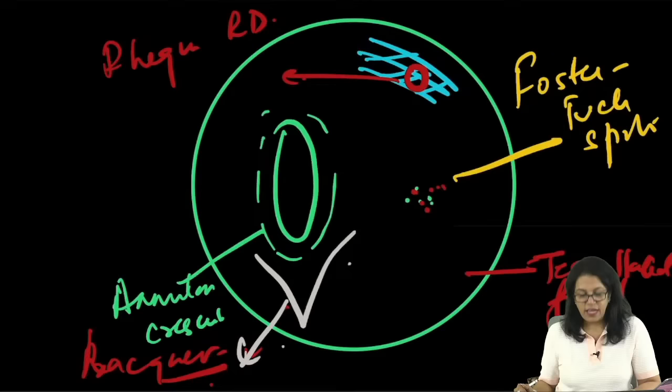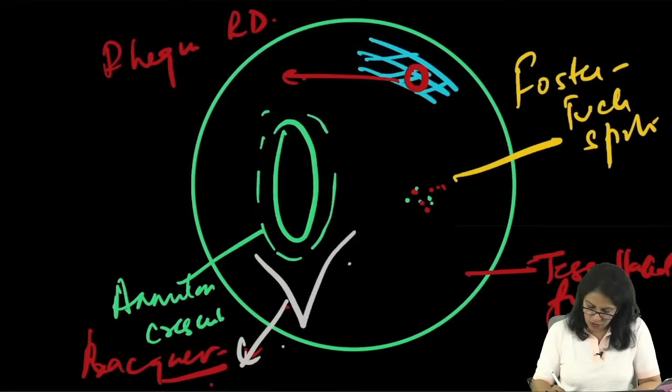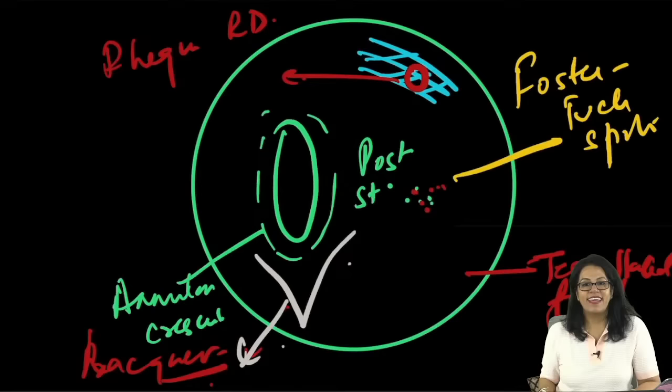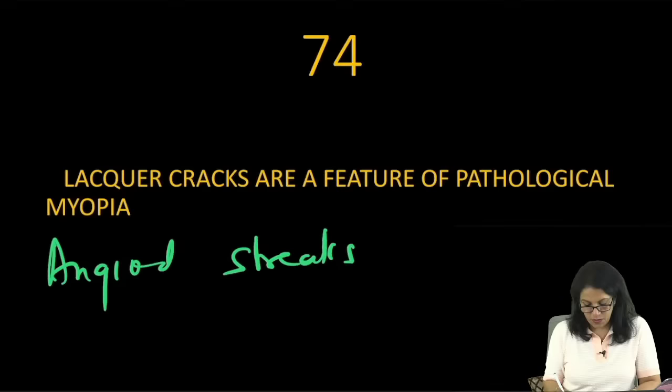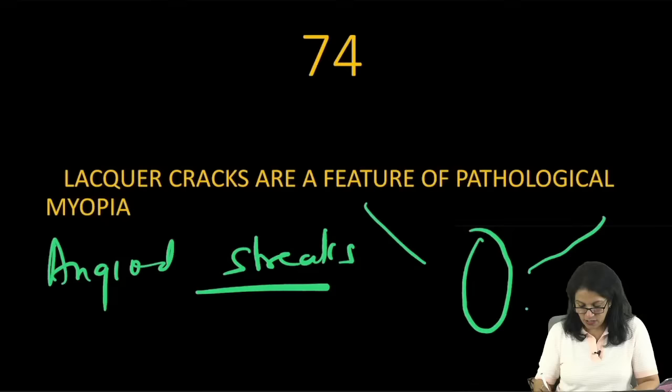Are we leaving some more point about pathological myopia? We just read it. Posterior staphyloma. Don't forget that. Okay. What is the break in the Bruch's membrane apart from lacquer cracks? Is there any condition? Angioid streaks. Angioid streaks are also break in the Bruch's membrane, which are seen due to collagenous disorders. Typically, you see radiating lines of this break around the disc. This is what is angioid streaks.